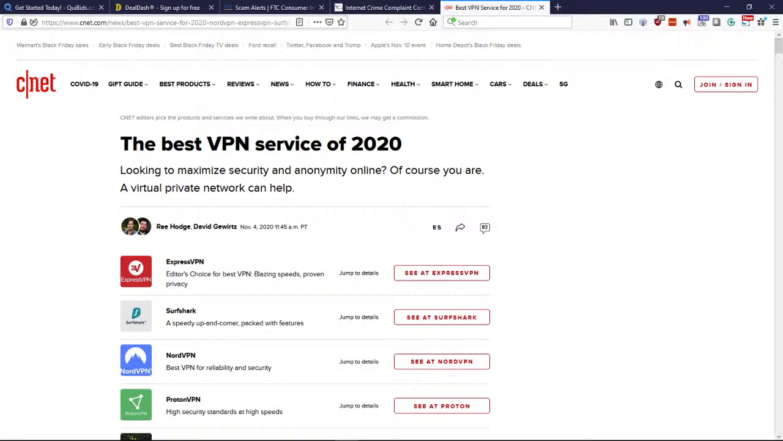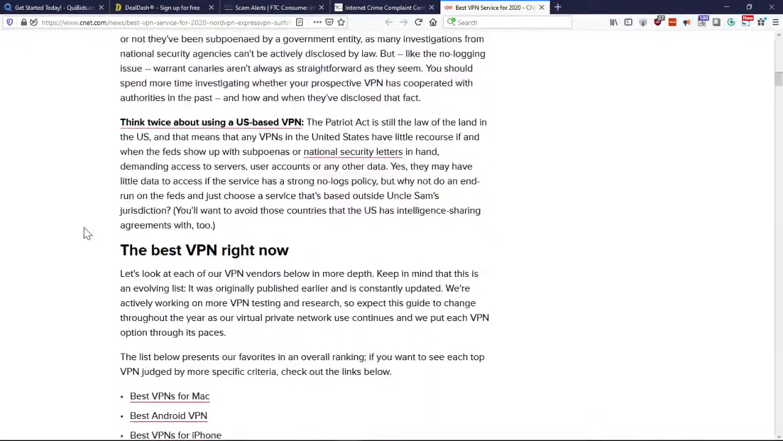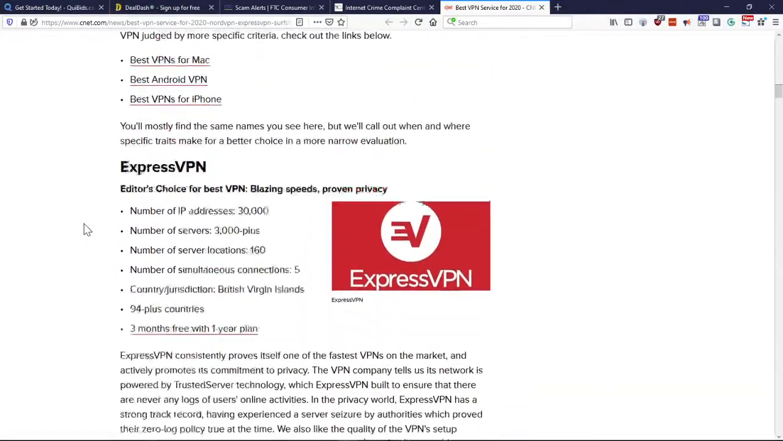There you go. And it's even updated for 2020. So they go through each individual one. They kind of explain VPN. They go through each one.